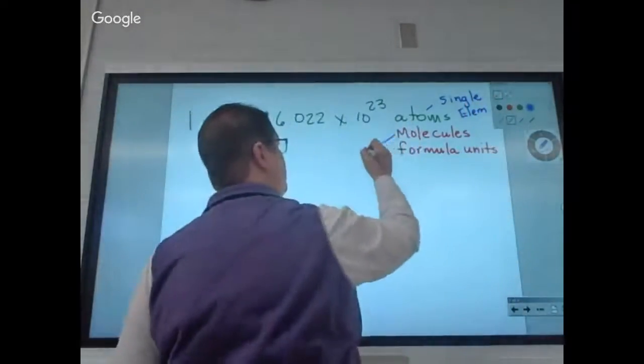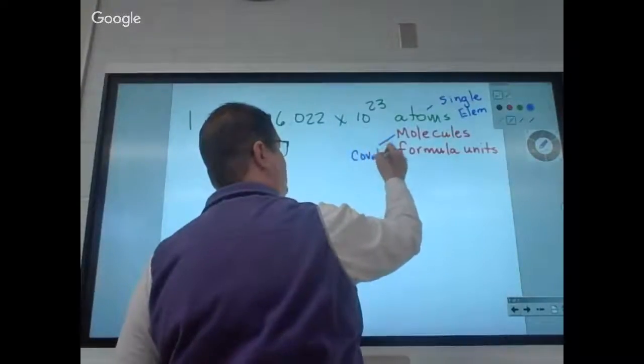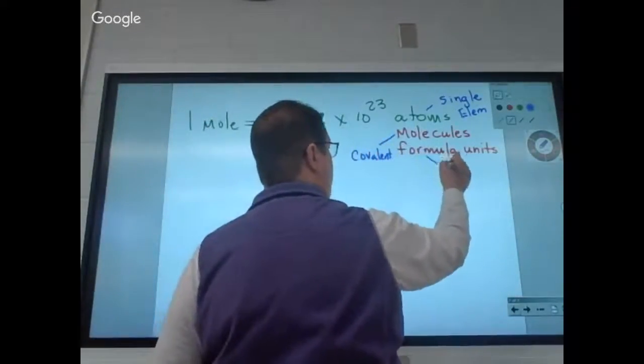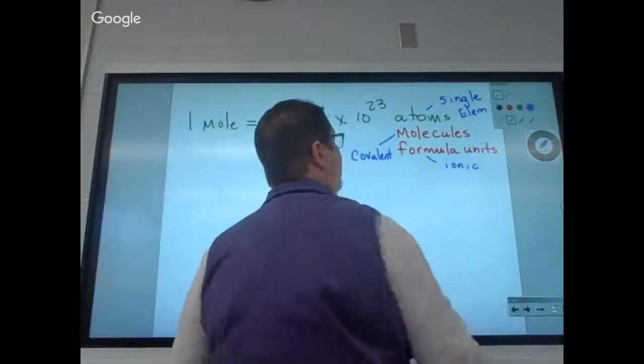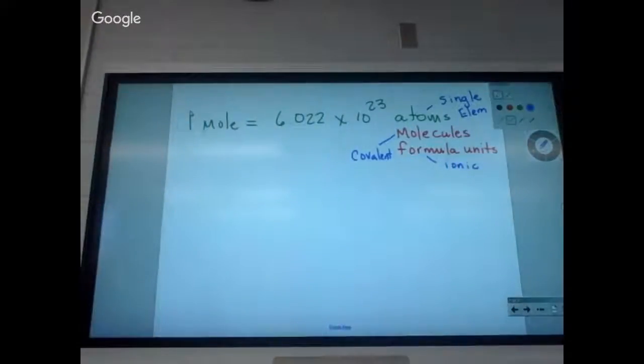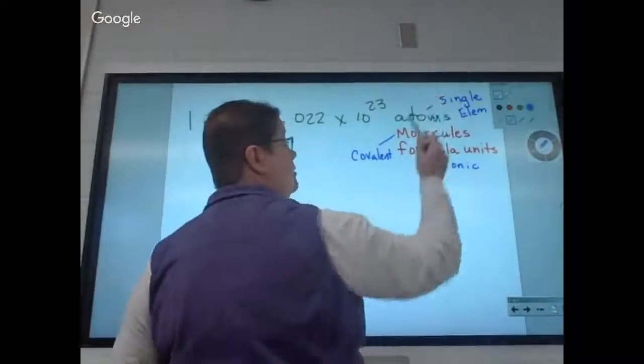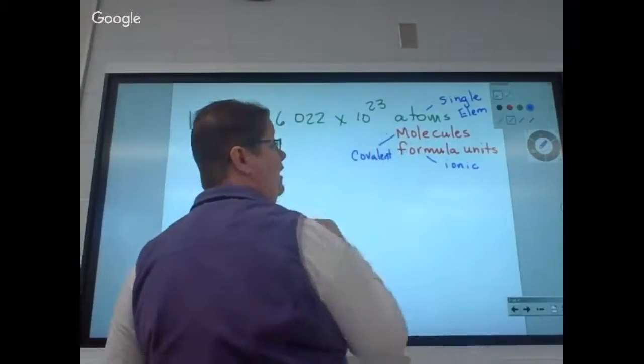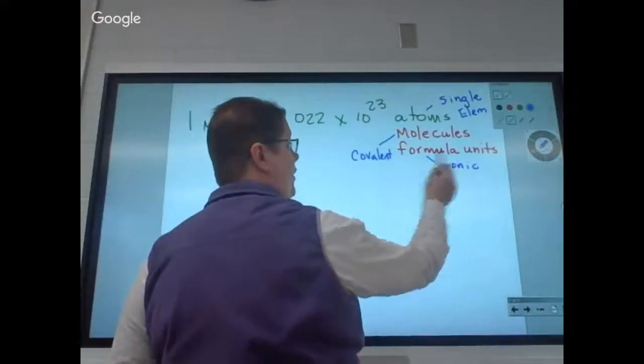A molecule is covalent, and a formula unit is ionic. That's what makes the three different, okay? Just like eggs, cookies, and cupcakes are different. In a dozen, they're still all what? 12. So in a mole, they're still all what? Avogadro's number. That doesn't change, but in an atom, it's just a single element. In a molecule, they're covalently bonded. And in a formula unit, they're ionic.